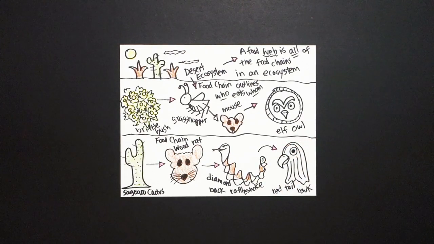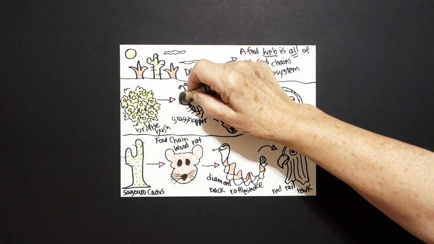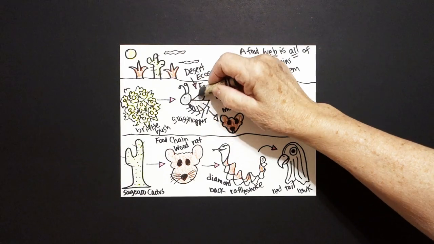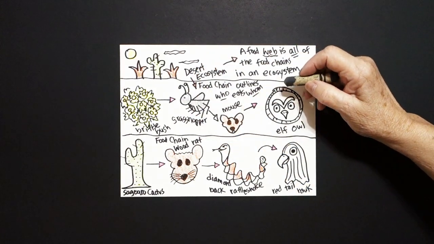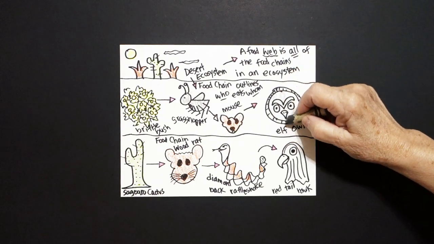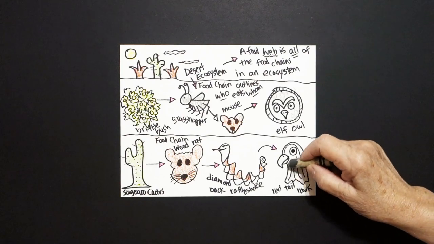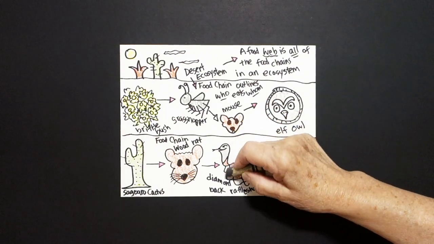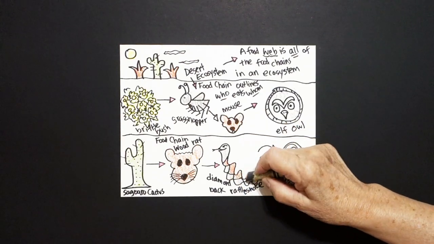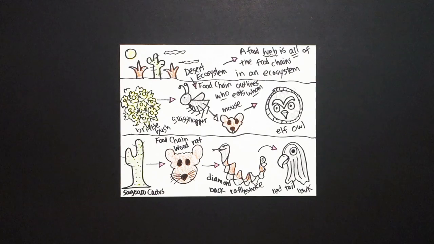And then my most important color for this specific ecosystem, because it is the desert, is gray. So I'm gonna use gray on the grasshopper. I'm gonna use gray on the elf owl. Gray on my red-tailed hawk. Gray on my diamondback. You know, you can take more time coloring these in, but that's the general idea.